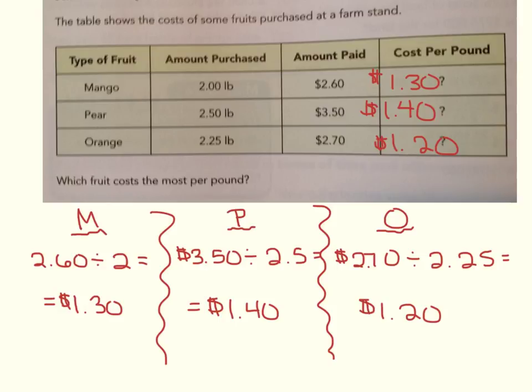So now we can answer our question. It says, which fruit costs the most per pound? So looking at our chart and the information we collected, we find that the pears cost the most per pound, which is $1.40 per pound.